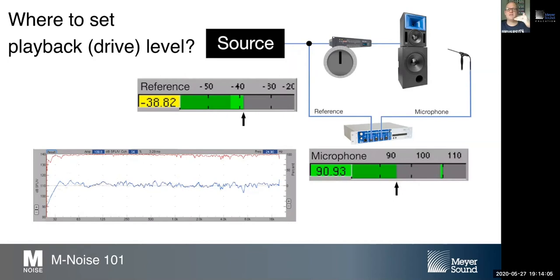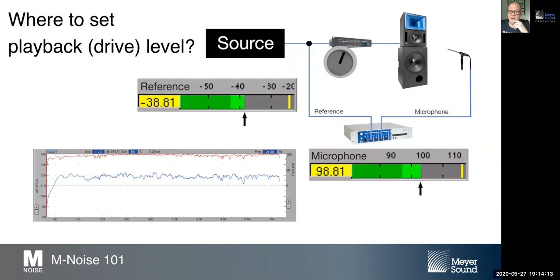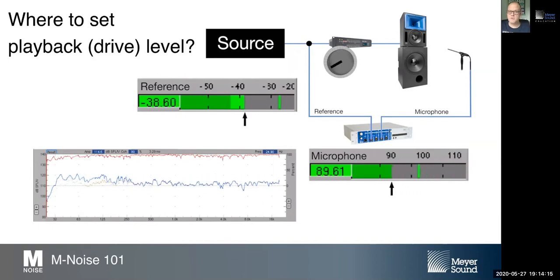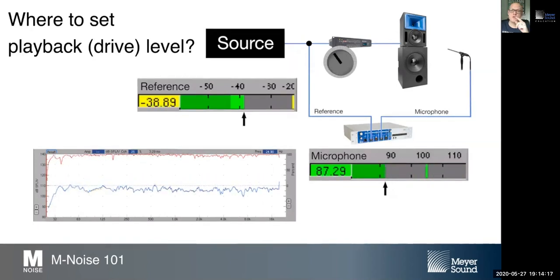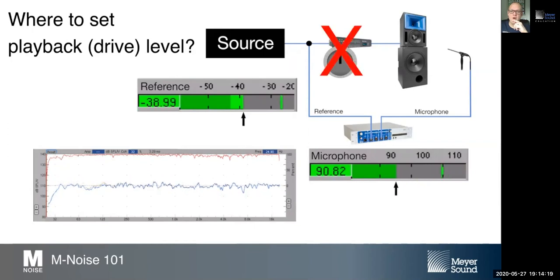It becomes volatile because it becomes a function of where the potentiometer lives, and you can see that here. If we increase the level, the microphone goes up and down, but the reference signal remains exactly where it is. So the volume knob cannot live over there. The volume knob has to live upstream, and that is a very important distinction.